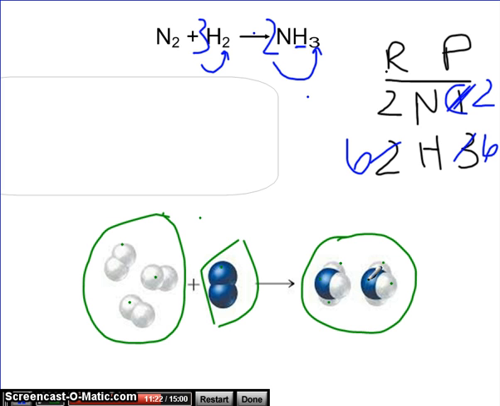One key thing to remember when you're balancing equations, it's a lot of trial and error. If you don't get it right the first time, just keep going. Try something else. Try a different coefficient. It will eventually work out.